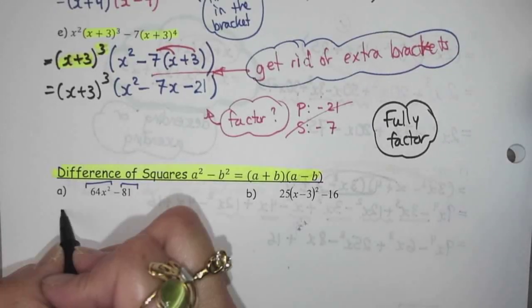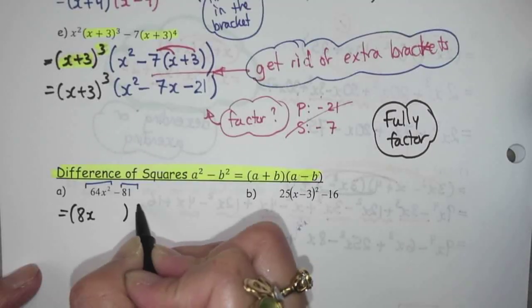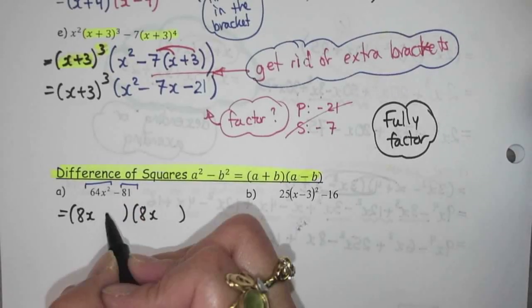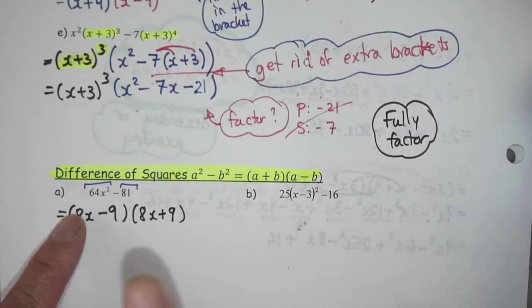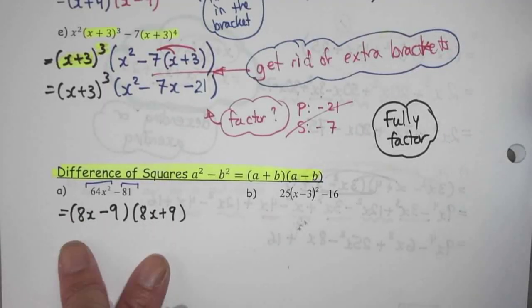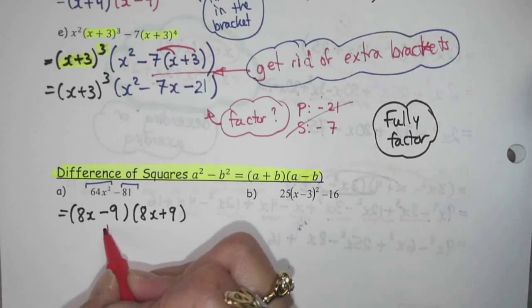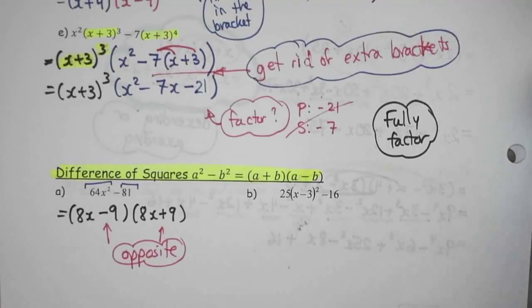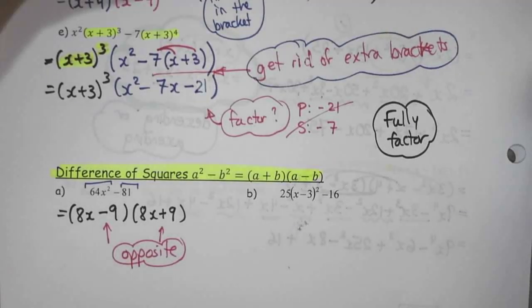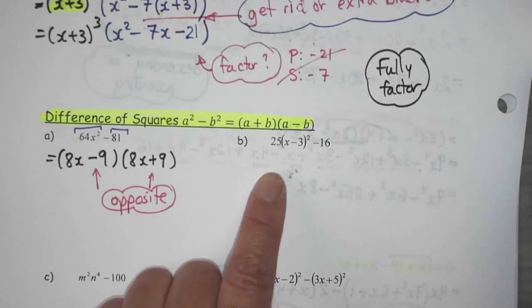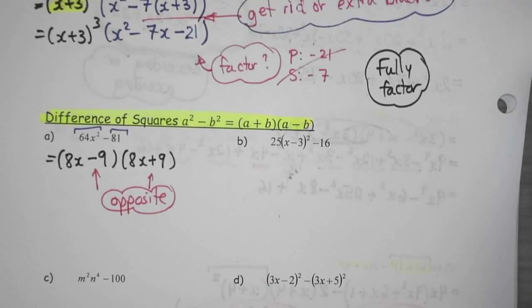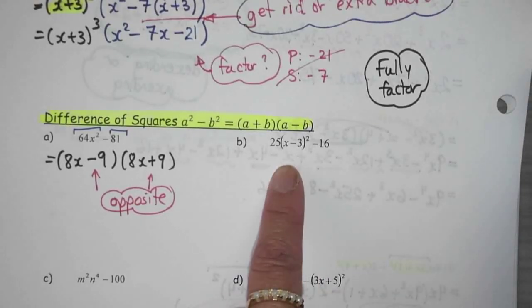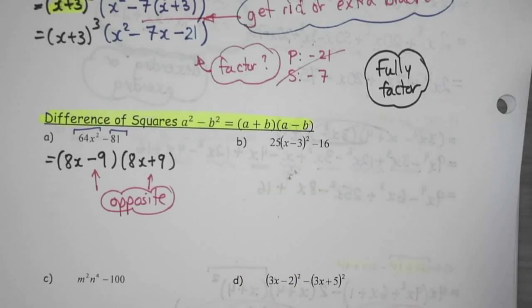So this one is going to be 8x, that gets me 64x squared, and the 81 is minus 9 plus 9. Do I matter about the order? No, it doesn't matter. Plus 9 minus 9, as long as they're opposite signs. Now, brackets. We had ones with brackets last year, okay? So I usually tell my students, if you want, you can put them in square brackets so you can distinguish which bracket is which. You don't have to.